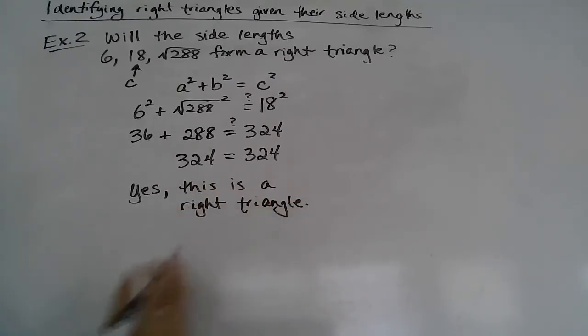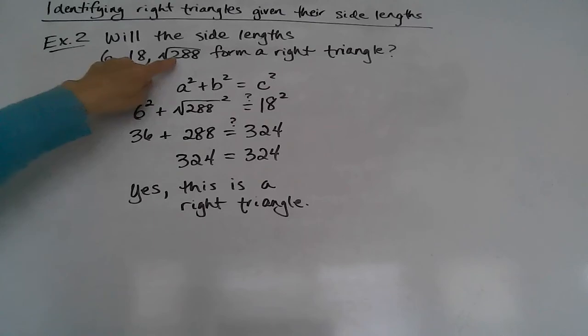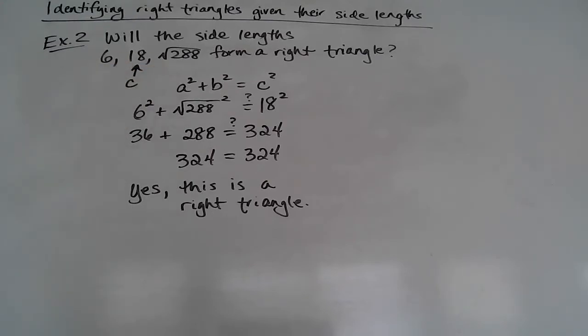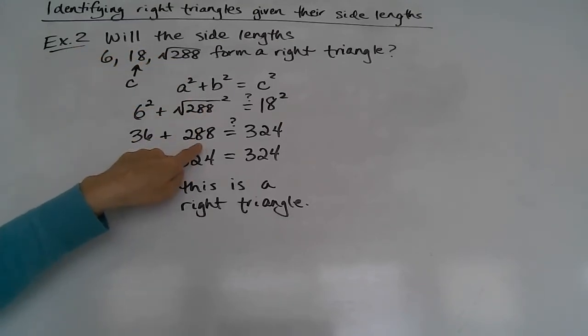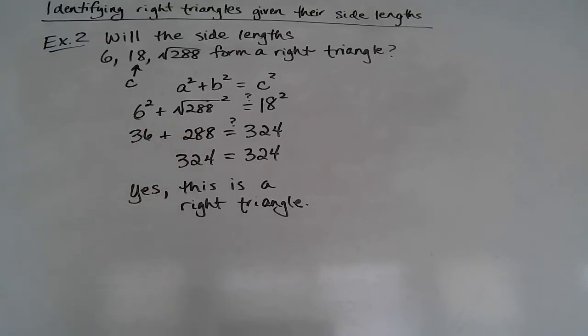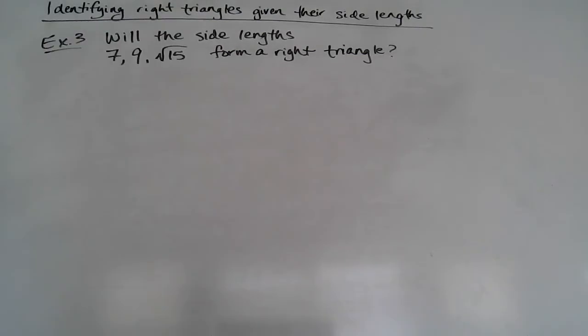Don't stop at just saying 324 equals 324. You need to state in words that you know what that means, and that means that we have a right triangle. So just kind of a quick review. If you see a square root as one of your side lengths, don't let it bother you. It's actually easier than having 18 squared memorized. I hope you already have 6 squared memorized. But when you have a square root and you square it, it's just that number. So it's actually easier than it looks.